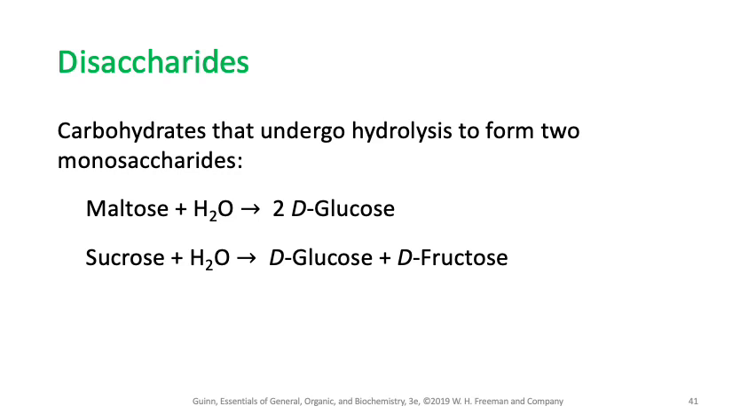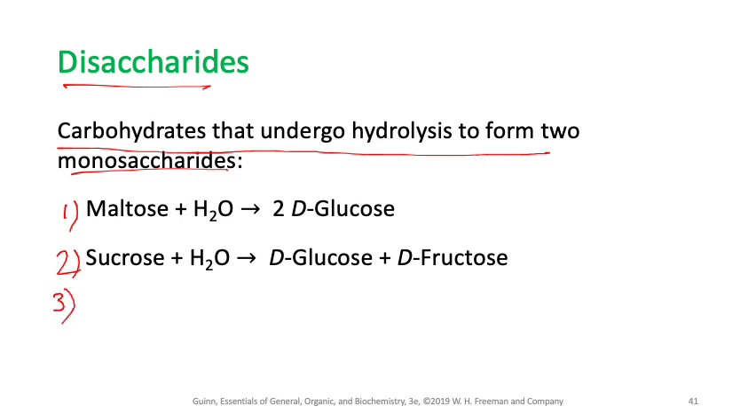So we're going to talk about the disaccharide, a carbohydrate that undergoes hydrolysis to form 2 monosaccharides. We already learned about this definition on the first couple of slides. We have 3 different kinds of disaccharide. One is called maltose, the second one is called sucrose, and the third one we call lactose. If you do a hydrolysis to break a bond, you're going to get glucose and galactose.